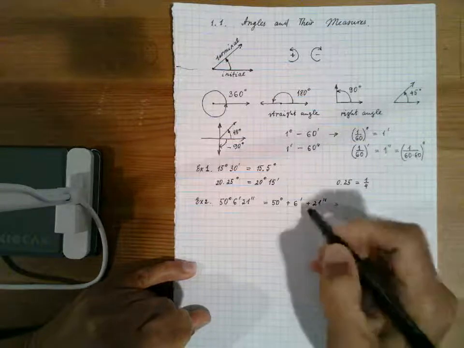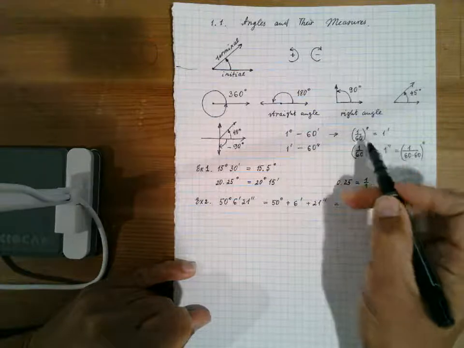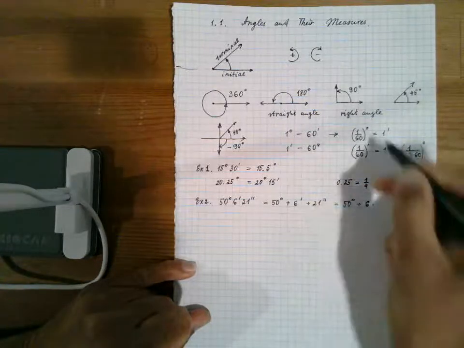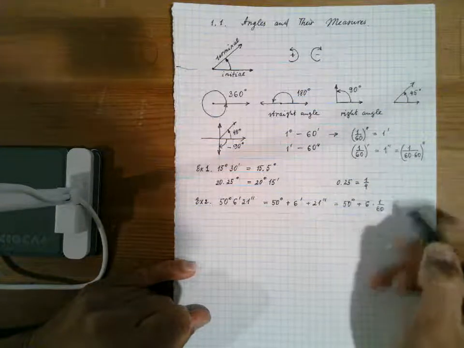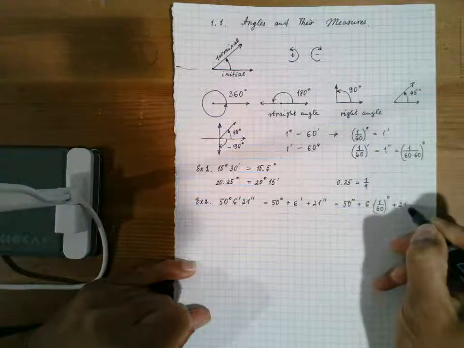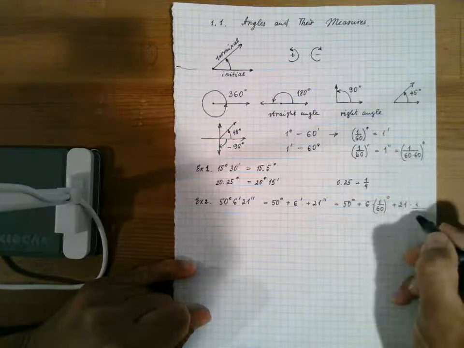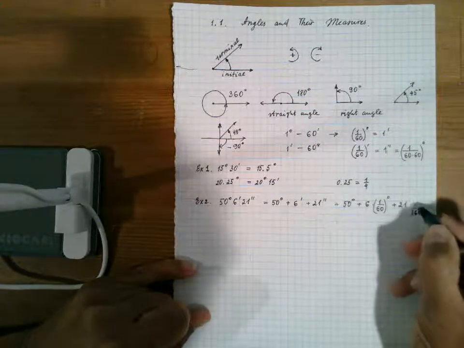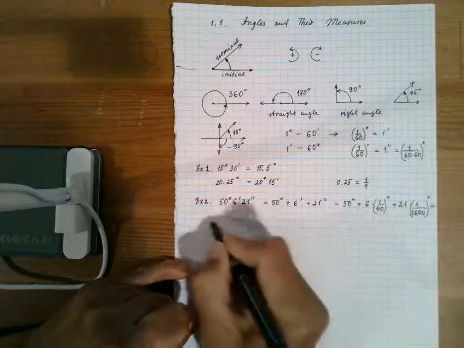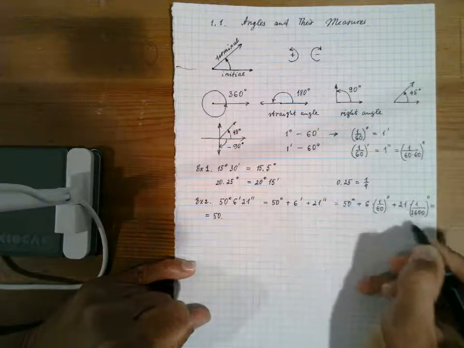Now we are going to consider this as 1 minute and multiply by this coefficient, which is part of the degree. So it's going to be 50 degrees plus 6 minutes. Minutes is 1/60, and I would write down the sign of degrees, plus 21, and in degrees it's going to be 1/60 multiplied by 60, which is 3,600. And I'm going to put degrees as well. Now we just calculate all this stuff. Remember that 50 is always going to stay as 50.